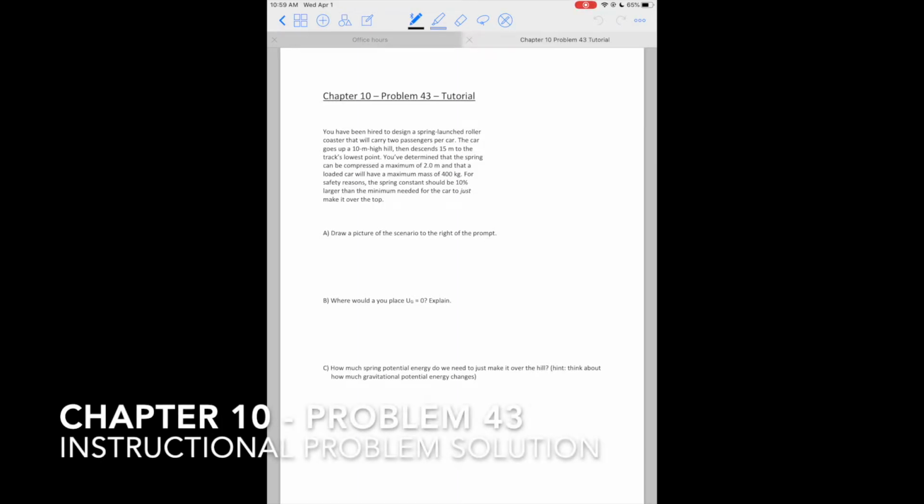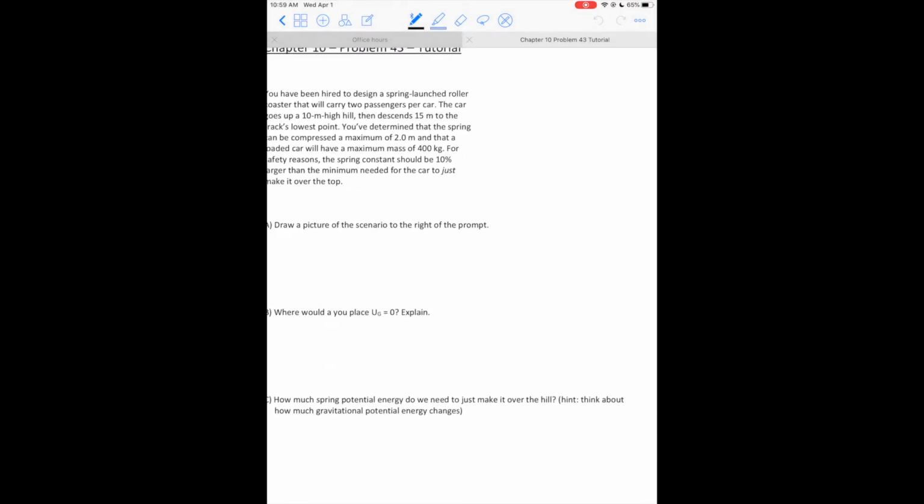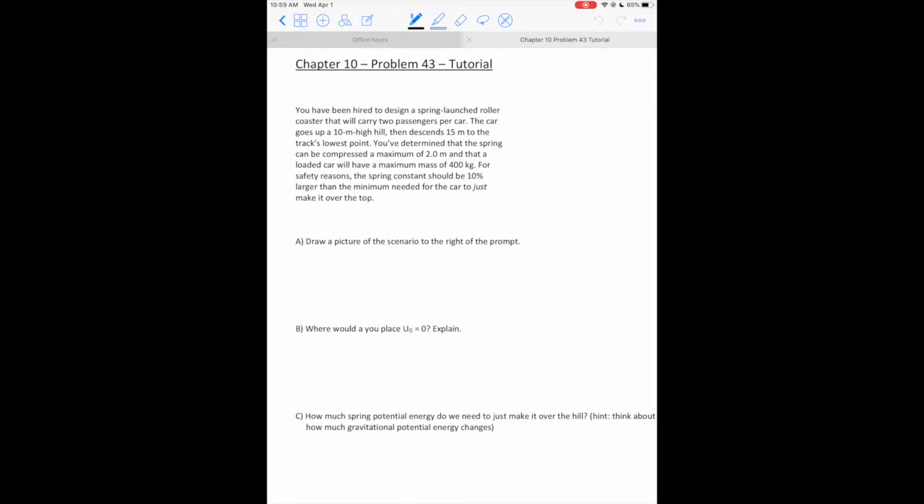Hey folks, I'm recording solutions for problem 43 in chapter 10. It's one of our instructional problems. It reads, you have been hired to design a spring-launched roller coaster that will carry 2 passengers per car. The car goes up a 10-meter hill and then descends 15 meters to the track's lowest point.